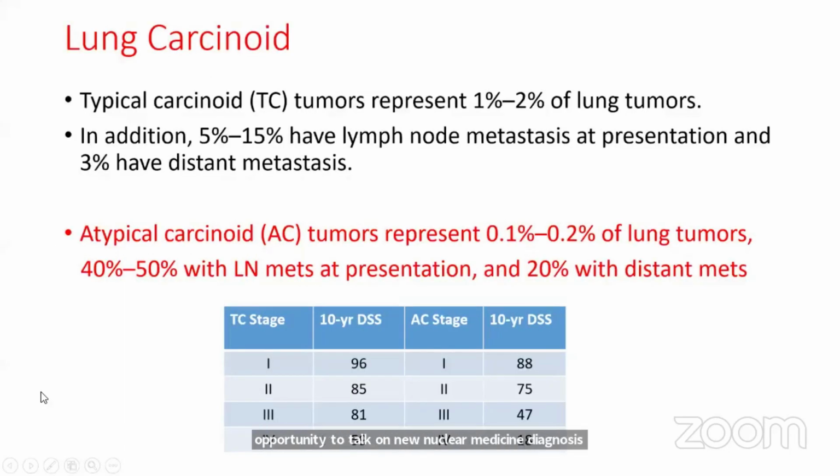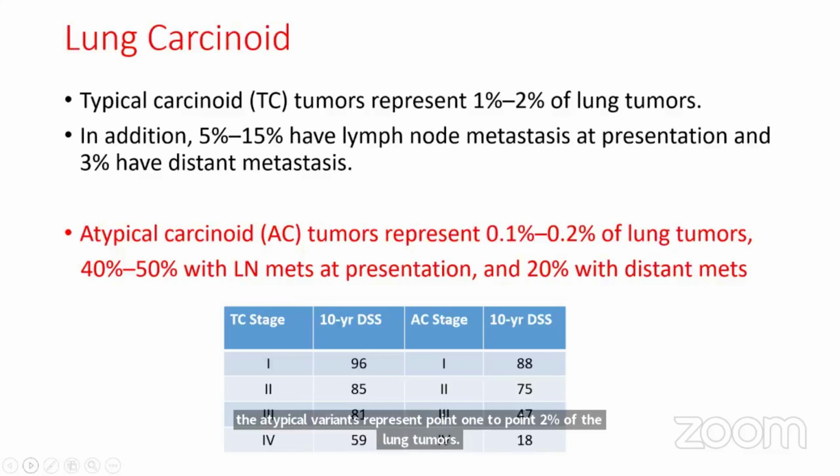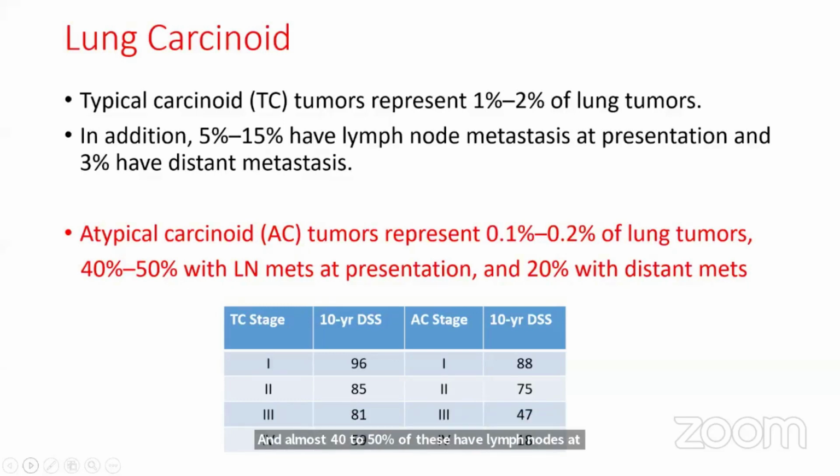carcinoids. As far as the carcinoids are concerned, we have typical carcinoids, which constitute almost 1 to 2% of lung tumors. In addition, 5 to 15% have lymph node metastasis at presentation, and 3% have distant metastasis. Whereas the atypical variants represent 0.1 to 0.2% of the lung tumors, and almost 40 to 50% of these have lymph node mets at presentation, and 20% present with distant mets. So if you look at the disease survival rate overall, the atypicals fare much worse as compared to the typical carcinoids.